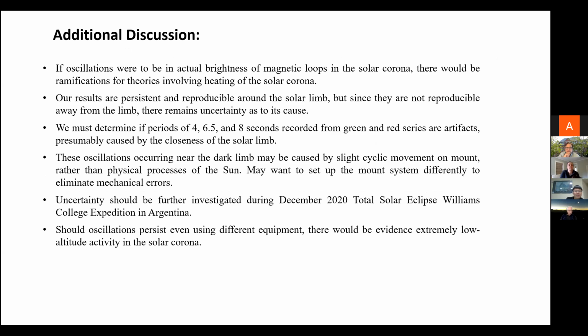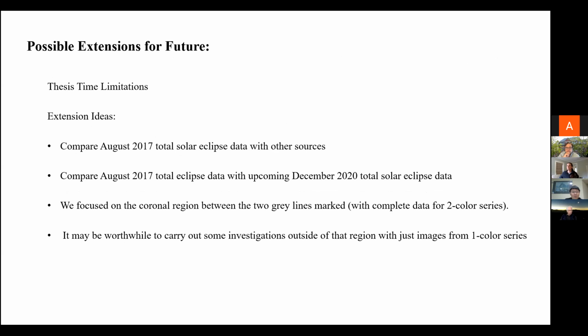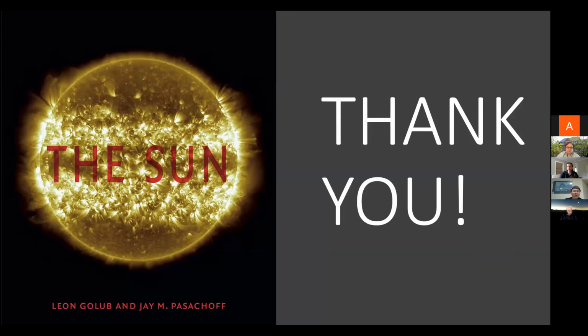So there's a lot of insight. If I had more time, we could talk about this. Some possibilities for extensions in the future are that we can compare this data with data from other sources, and even the December 2020 eclipse coming up that Williams College is planning to go to. We focus on the corona regions between the 2 gray mark lines. We can focus on other colored series as well as outside of that region. And yeah, thank you so much.